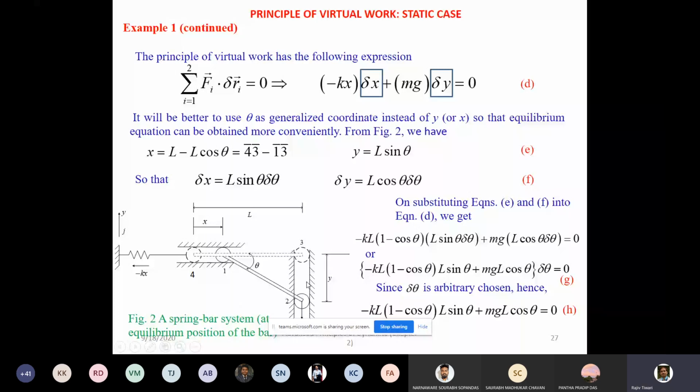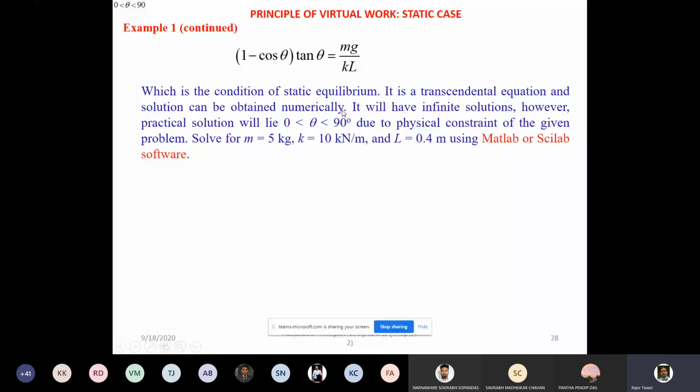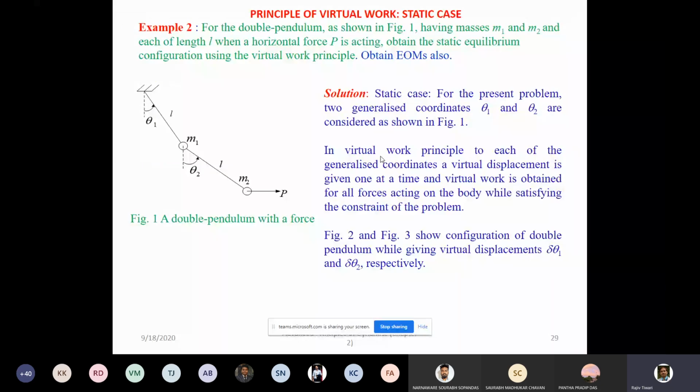This can be tried out numerically for given parameters using MATLAB or Scilab software. You can find out the position of theta, and that can be checked. So this is one of the problems. I'll take up another problem.